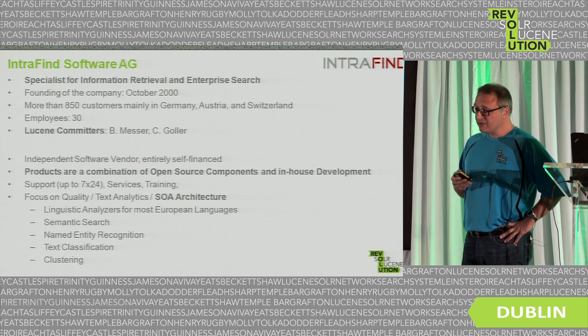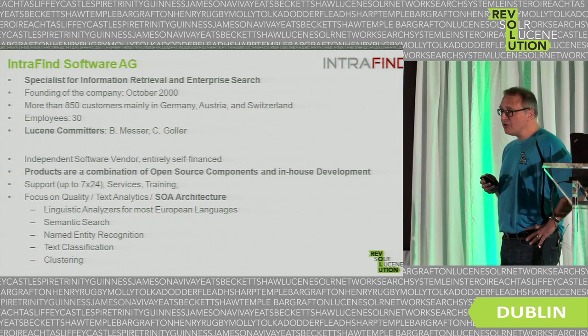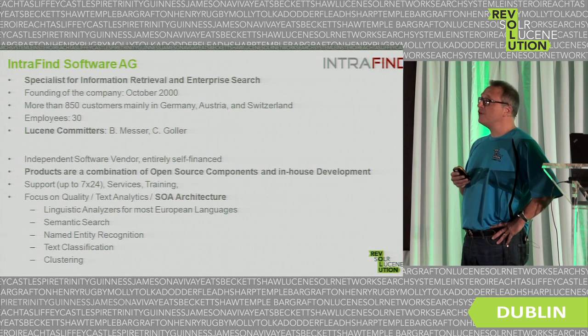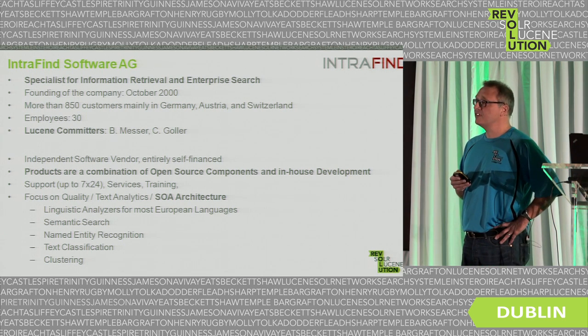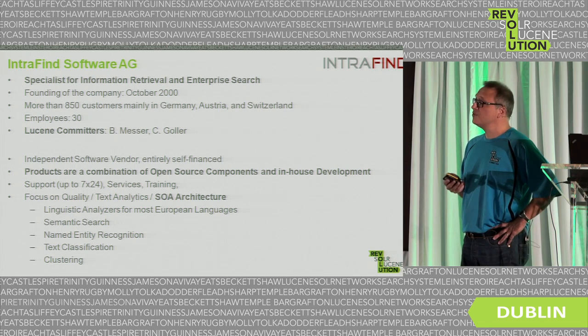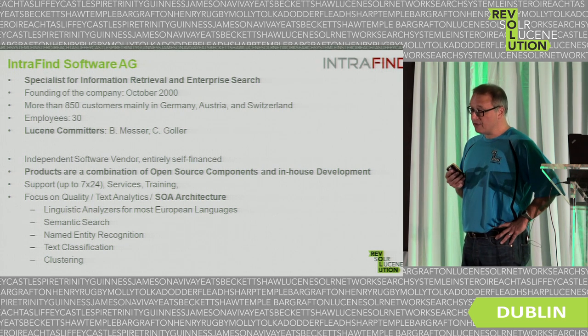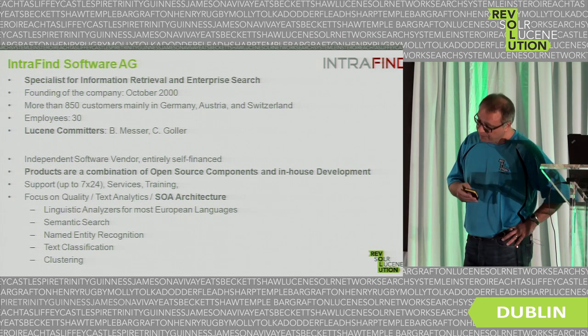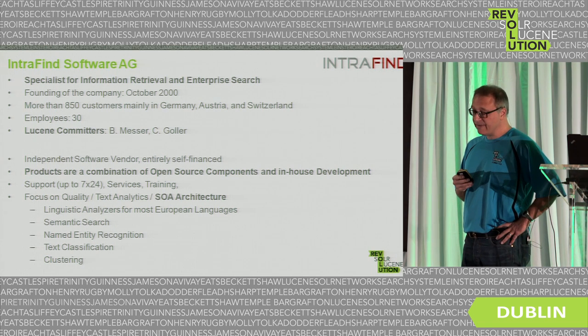IntraFind is a specialist for information retrieval and enterprise search located in Germany, in Munich. The company was founded in the year 2000, and most of our customers are in German-speaking countries. We have about 30 employees, and we offer consulting with text analytics, Lucene, Solr, Elasticsearch. We offer plugins for Lucene, Solr, and Elasticsearch. We have our own products, which are a combination of open source components and in-house developments.